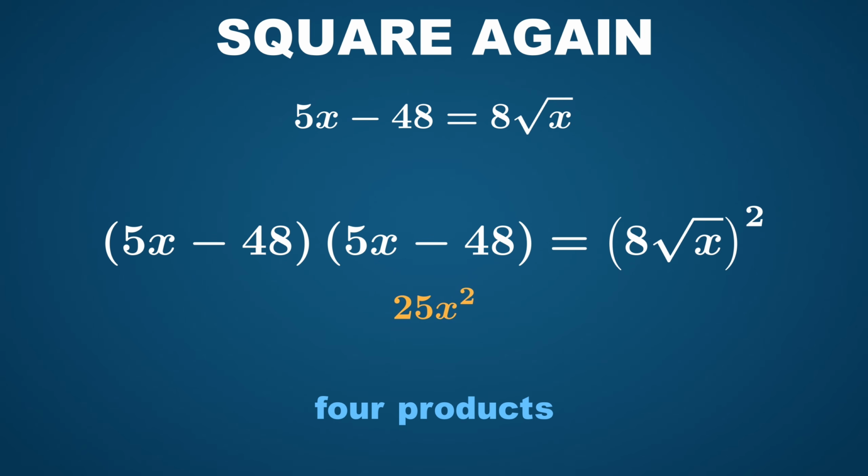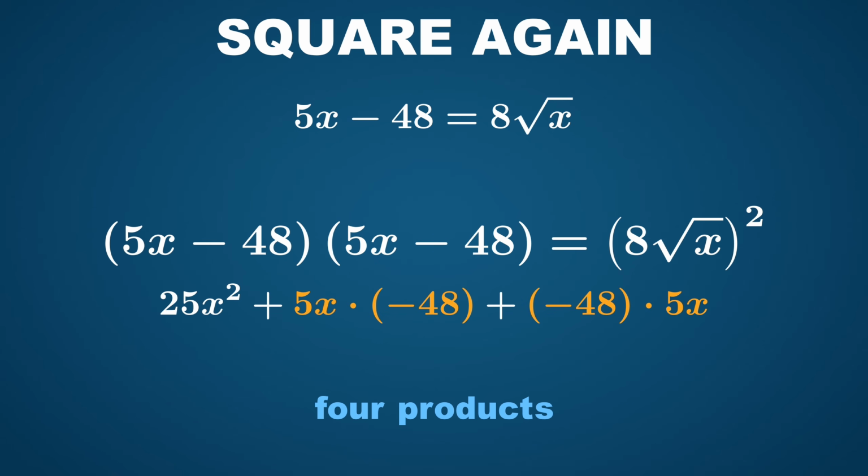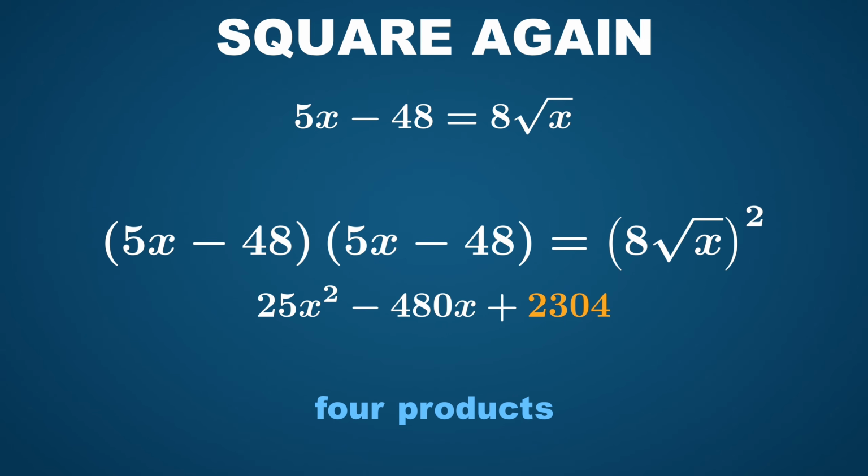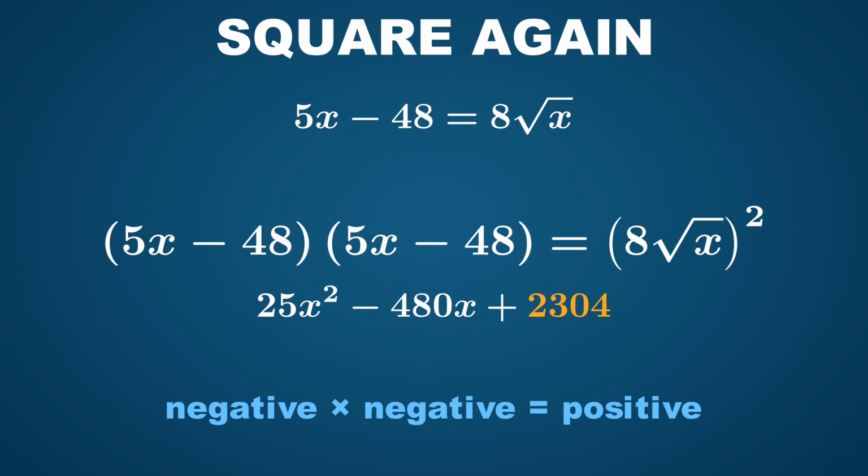First, 5x times 5x gives 25x squared at the front. Then 5x times minus 48 appears twice in the expansion. Each copy is minus 240x, so together they make minus 480x. Finally, minus 48 times minus 48 gives positive 2304. A negative times a negative always turns out positive.